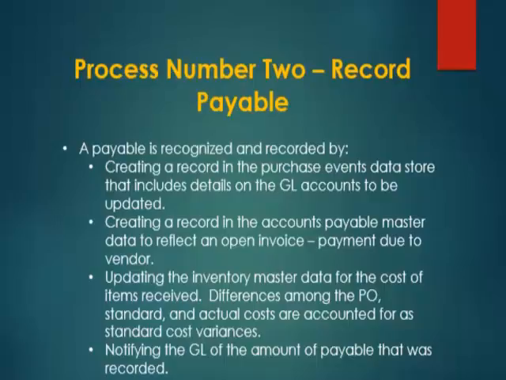Process number 2, record the payable. A payable is recognized and recorded by creating a record in the purchase events data store that includes details on the general ledger accounts to be updated, creating a record in the accounts payable master data to reflect an open invoice, payment due to the vendor, and updating the inventory master data for the cost of items received. Differences among the PO, standard, and actual costs are accounted for as standard cost variances. Then notify the general ledger of the amount of payables that was recorded.